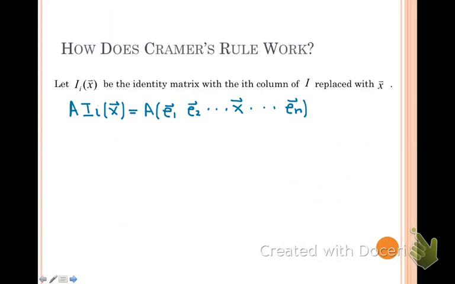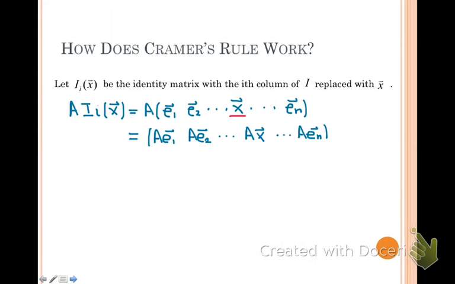Here's an attempt to show how Cramer's rule actually works. So first, let's let the identity matrix Ii of x be the matrix with the ith column of the identity replaced with x. So for example, if I had I1 of x, I replace the first column of the identity matrix with the vector x. So if you look at what follows right here, you see that we have A times Ii of x is equal to A times a matrix where e1, e2 just represent the columns of the identity matrix, and the ith column is replaced with x. So that would be ei, for example.